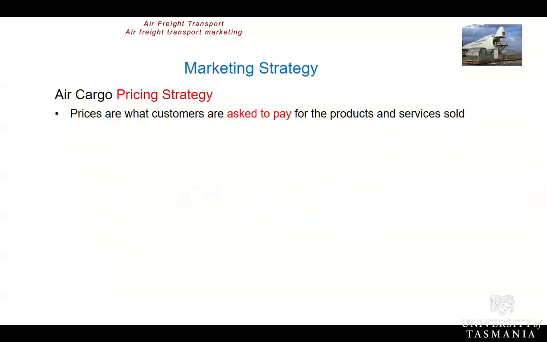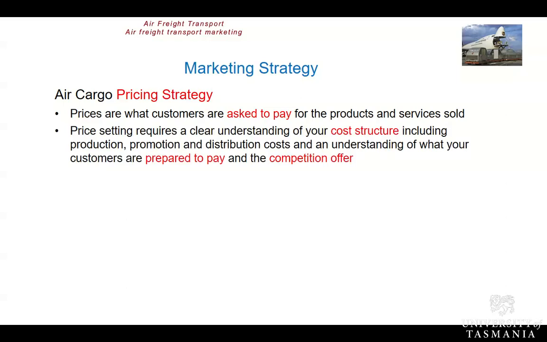Okay, pricing, fourth P. Pricing is essentially how much you're going to charge your customers. So what your customers are asked to pay. Now, the thing about price setting, it's really important that you've got a strong understanding of your cost structure. So you need to know your operational costs, your marketing costs, your distribution costs. These all need to go into a decision-making process in regards to how much you're going to price your product.